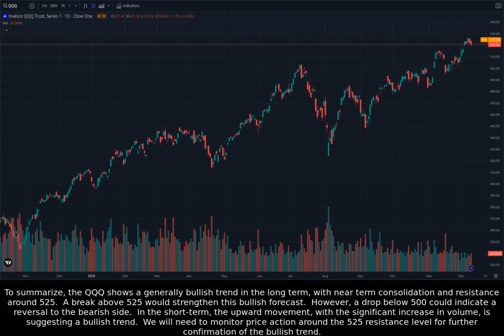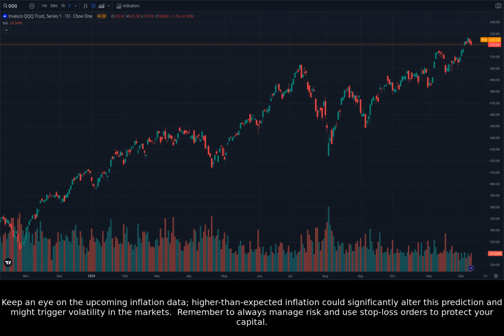In the short term, the upward movement, with the significant increase in volume, is suggesting a bullish trend. We will need to monitor price action around the 525 resistance level for further confirmation of the bullish trend. Keep an eye on the upcoming inflation data. Higher than expected inflation could significantly alter this prediction and might trigger volatility in the markets.